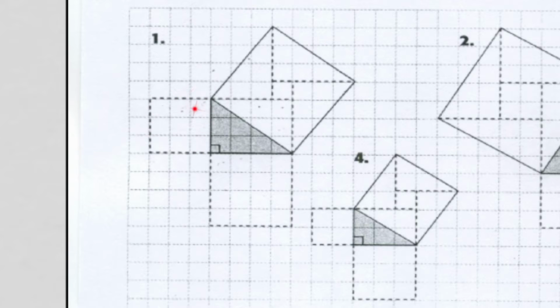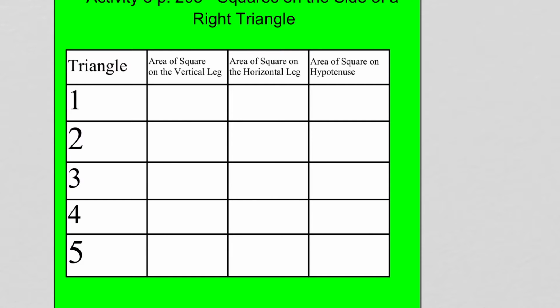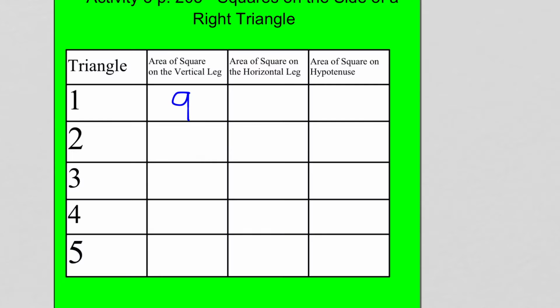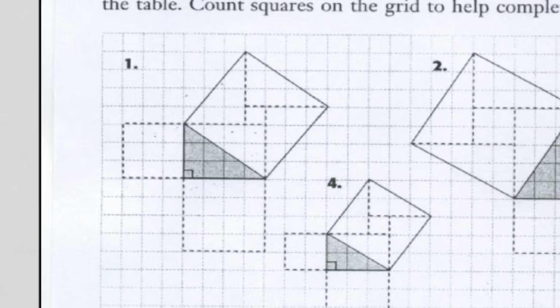So if you look at diagram 1, the area of the square on the vertical leg is pretty easy. It's 3, 6, 9. So that square has area 9. On the horizontal leg, it's 4, 8, 12, 16. So on the horizontal leg, it's area 16.